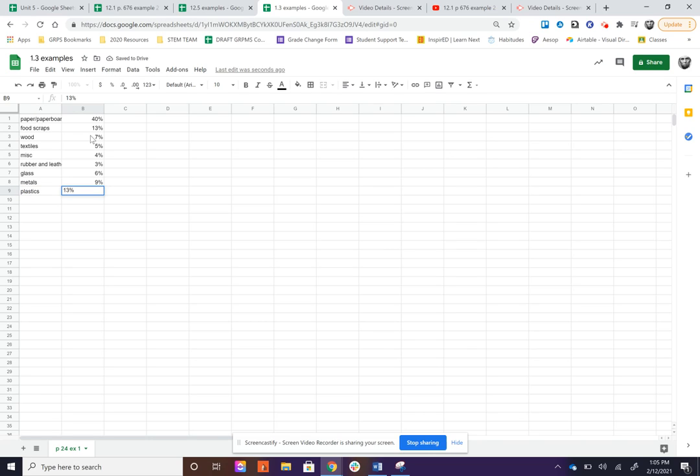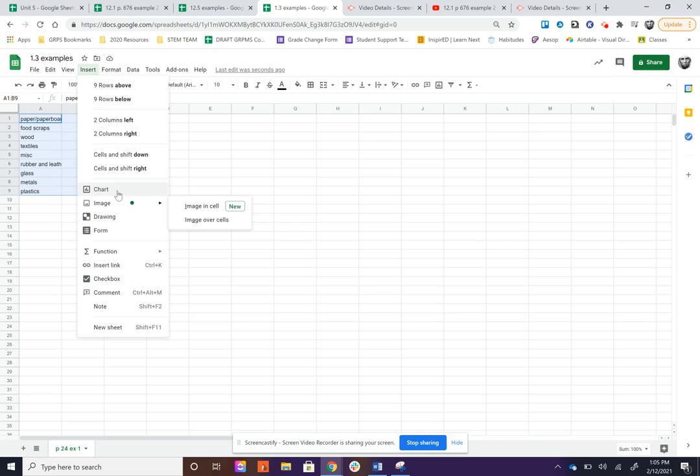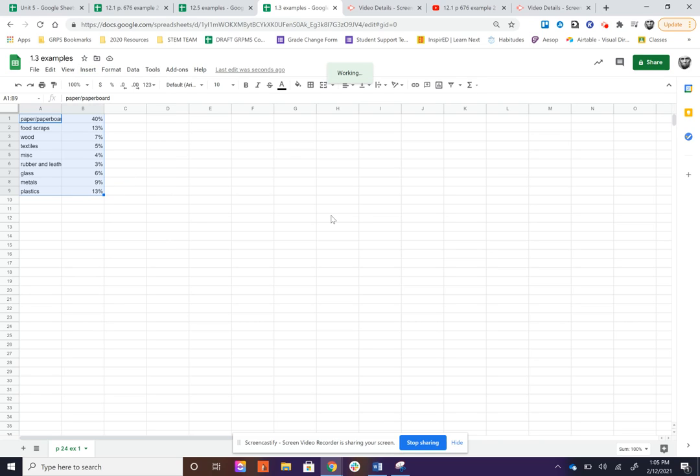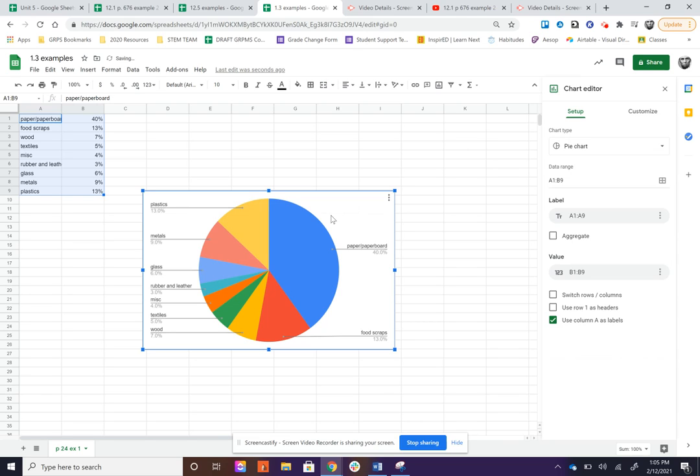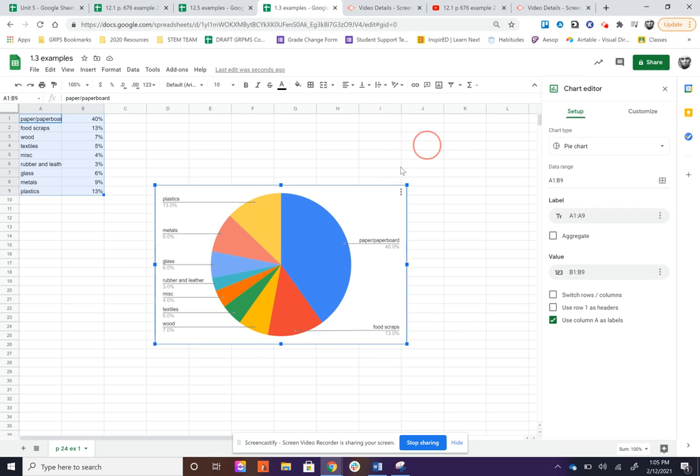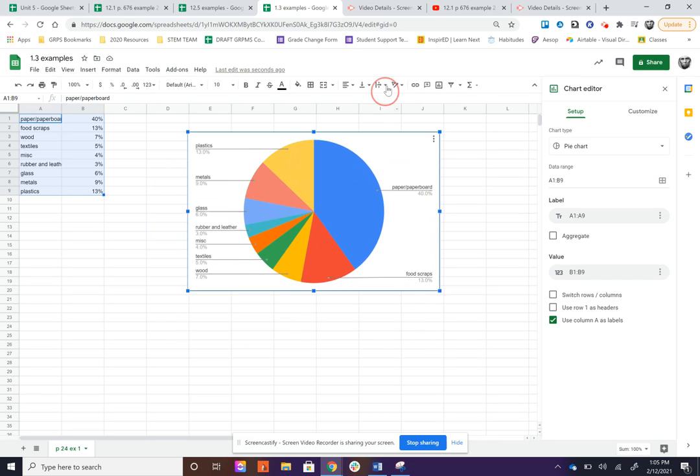Okay, so let's talk about this problem. We should know from the last video that we can insert a chart, and let's see what it gives us to start with if we need to edit it at all. Okay, we do not. So this is our pie chart, and it should look very similar. It's not as nice of a visual as the book, but let's get a little context for this problem. Let's move this out of the way a little bit.